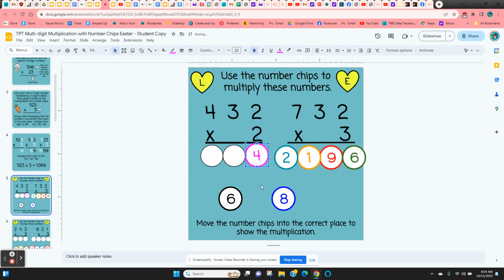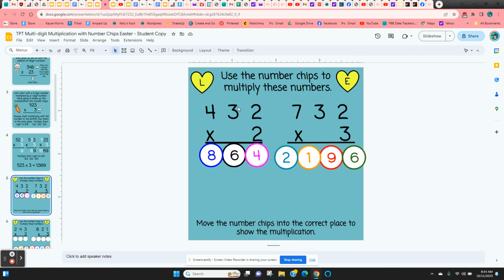So as these problems get more difficult, when they get to the end of a problem and their numbers aren't working, they know they've made an error somewhere and they need to go back and check. Every single answer on here for every problem has a yellow heart with a letter in it. That's going to help them on the very last slide to solve an Easter riddle.